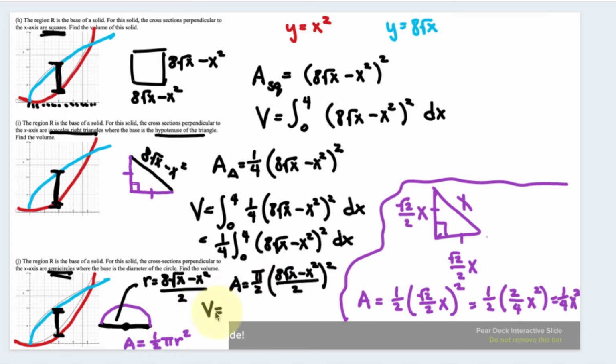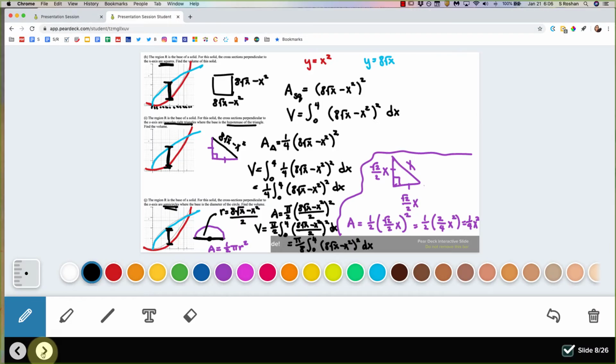So our volume is going to be, I'll take the pi over 2 out, integral from 0 to 4, 8 root x minus x squared all over 2 squared. I honestly probably would have taken that 2 squared out and made it a 4, so I probably would have done pi over 8 integral from 0 to 4 of 8 root x minus x squared, the quantity squared dx. Again, in case I needed to actually integrate, all I did was take the 2 squared out, and 2 times 4 is 8.